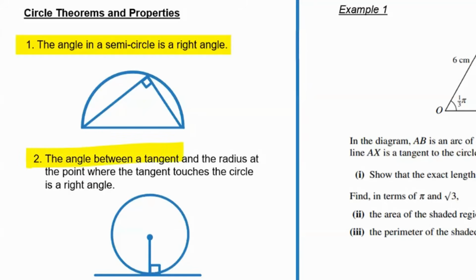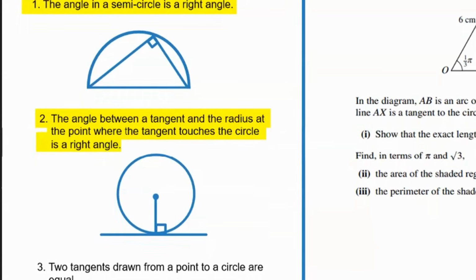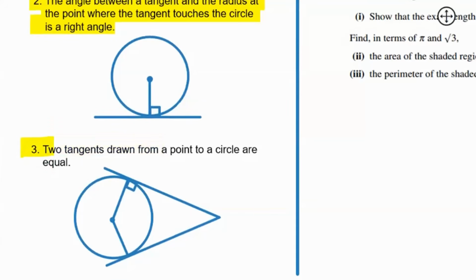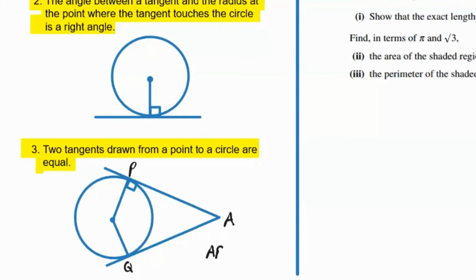The second one is that the angle between the tangent and the radius at the point where the tangent touches the circle has to be a right angle. All right, so that's another very important circle theorem. And the third one is the fact that two tangents drawn from a point to a circle are equal. So basically we are saying that if this, say, is a point A and this is a point P and this is a point Q, then AP is always equal to AQ. That's what we're saying here. So these two are equal.